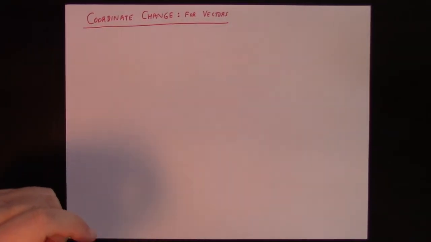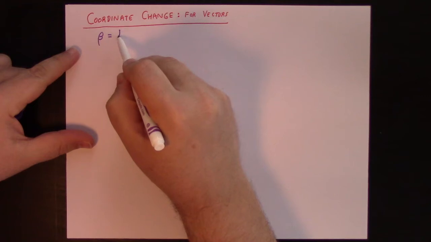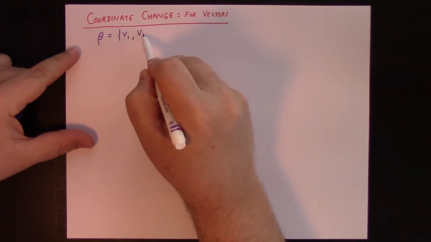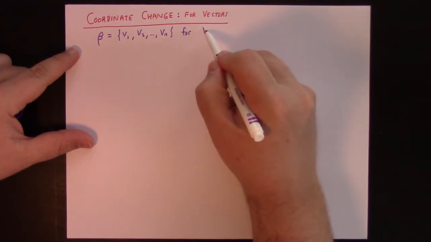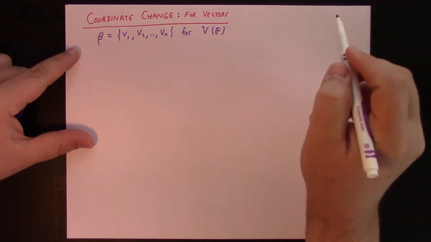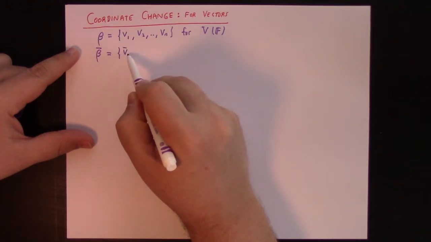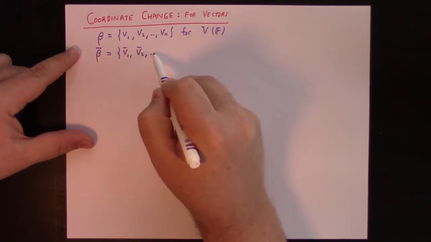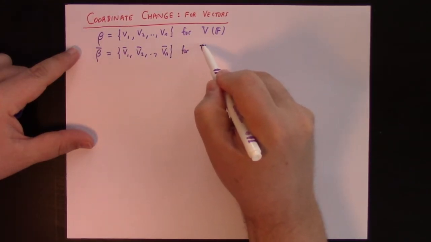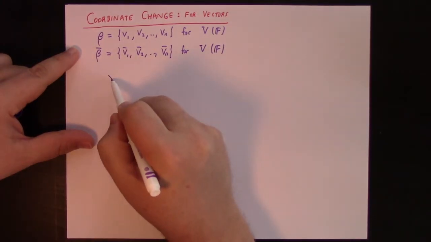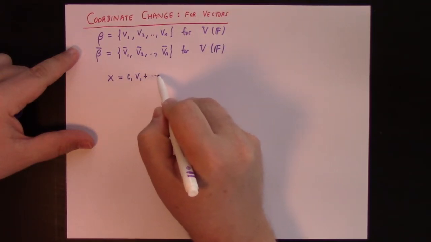Let's see here. So the question is, suppose we have a basis beta, and here's the notation I'll use in today's lecture: v1, v2, through vn, for a vector space over a field F. But suppose you also have another basis, beta bar, so put bars over it. Then the question is, if we take a particular vector x, on the one hand, it's c1 v1 plus through cn vn.